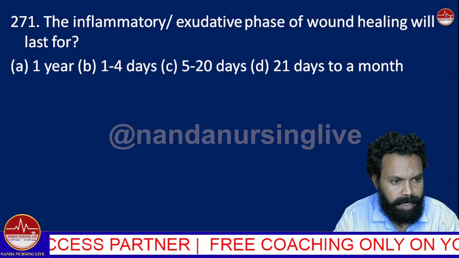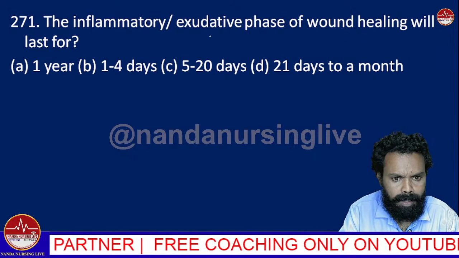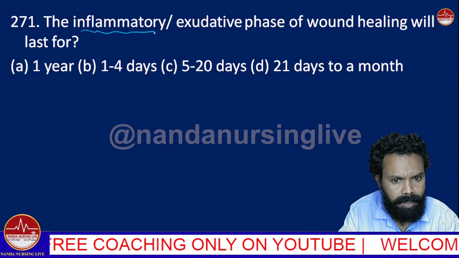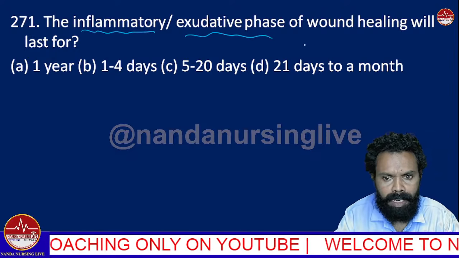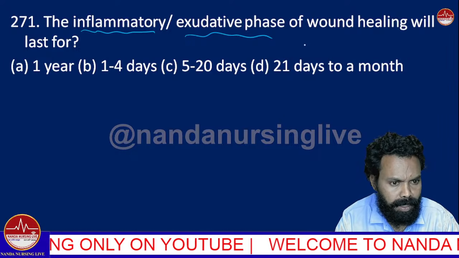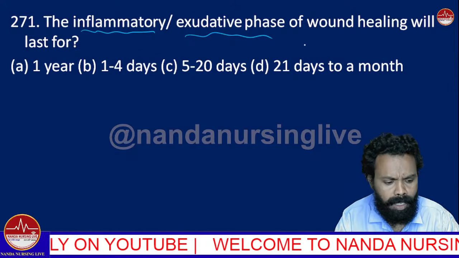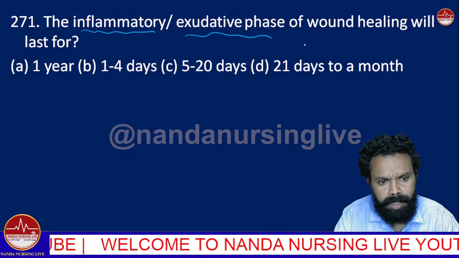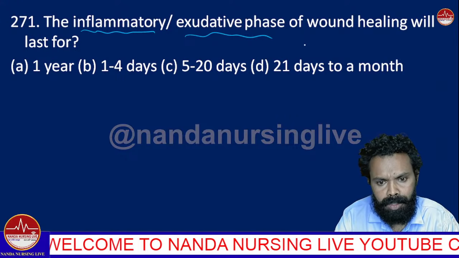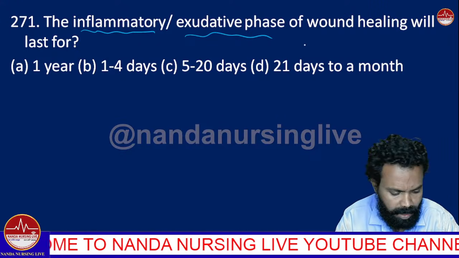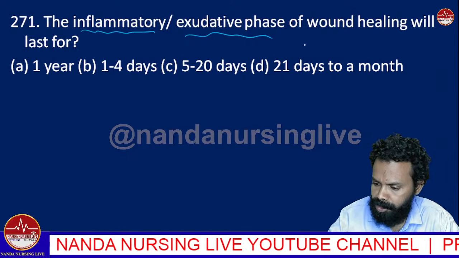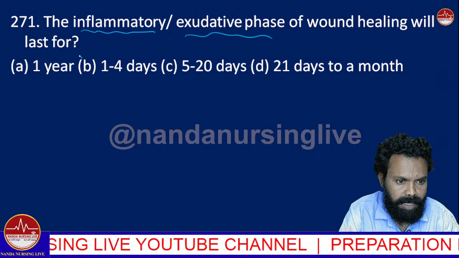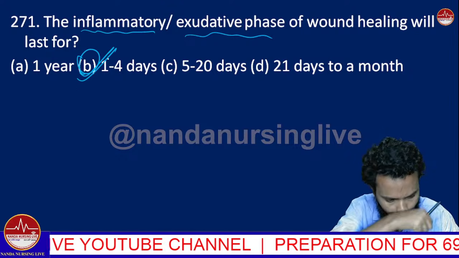So question number 271: The inflammatory or exudative phase of wound healing will last for. Option A is 1 year, option B is 1 to 4 days, option C is 5 to 20 days, option D is 21 days to a month. So which option is the correct answer, beta? The correct answer is 1 to 4 days, option B. Very good. Option B is the correct answer.